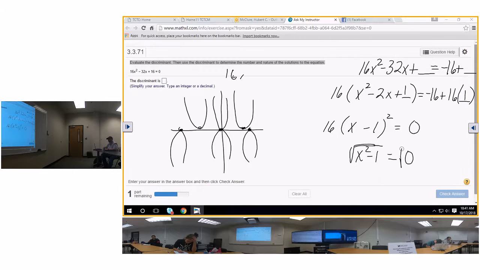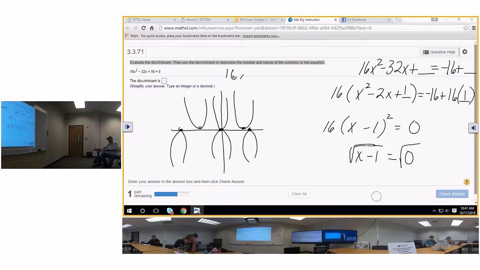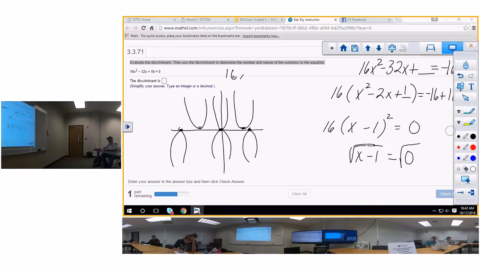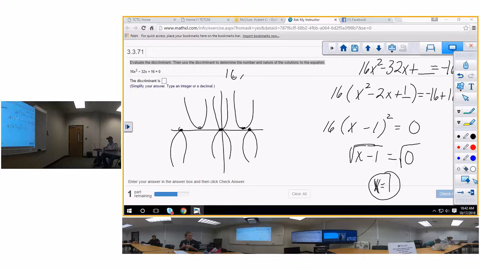Equals the square root of 0. That square root of 0 right there tells you that you have one x-intercept, and that x-intercept is what? 1. Your vertex is what? 1 and 0. So that's supposed to happen. The vertex is supposed to be the same as the x-intercept.